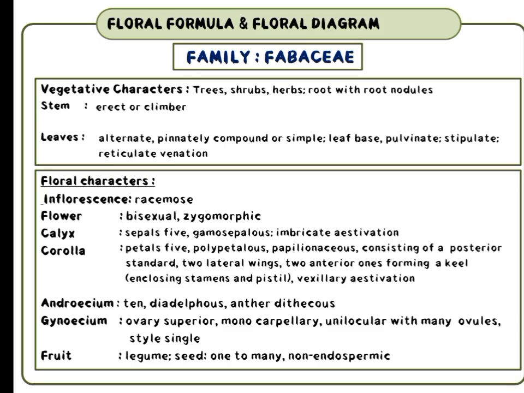Then come to the fruit type. The fruit is a legume and the seeds are 1 to many, which are non-endospermic in nature. All these things we understood by seeing and examining a plant. Now, with the help of all these features, with the help of this description, we are framing a formula and a diagram.